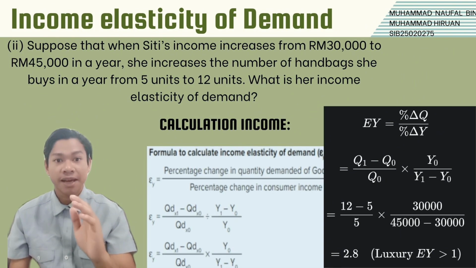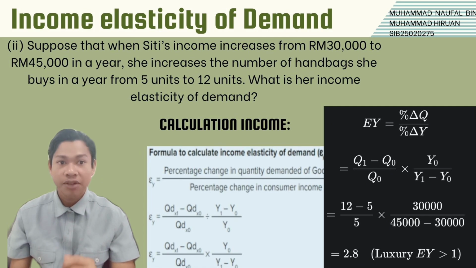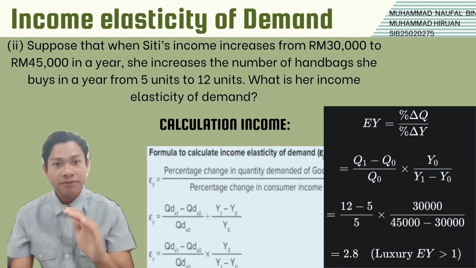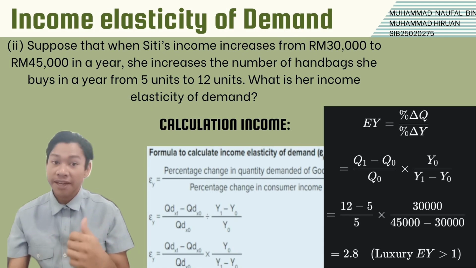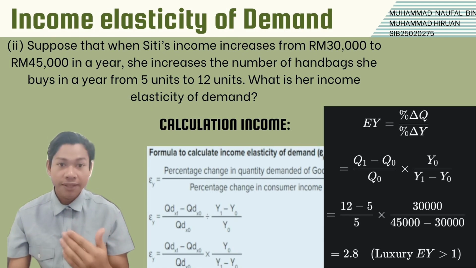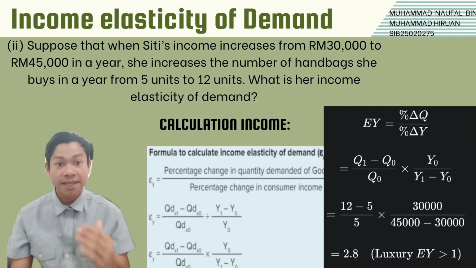percentage change in income. First, we find the change in quantity demanded. 20 minus 5 equals 15, and we divide it by the original quantity, which is 5. So the percentage change in quantity demanded is 15 over 5. Now we find the change in income. For 45,000 minus 30,000 equals 15,000, and we divide it by the original income, 30,000. So the percentage change in income is 15 over 30.